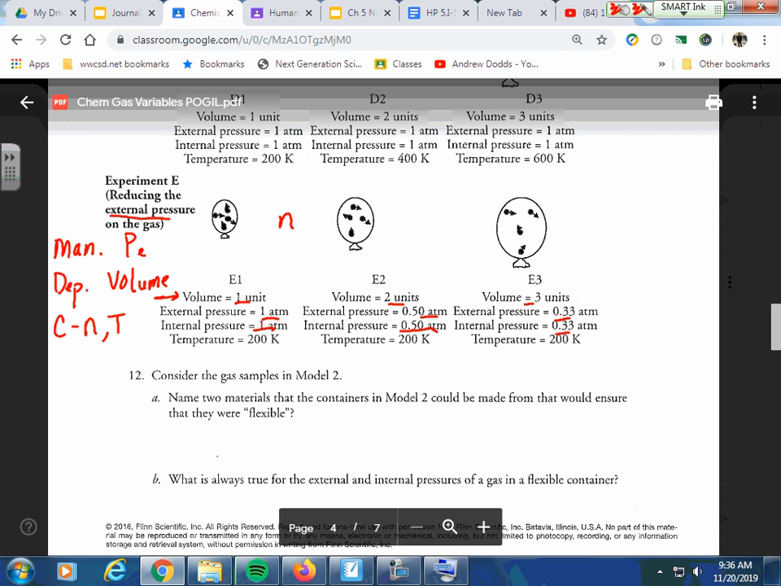Good thinking. Nice job, Josh. Little shout out on the video for you. Jade? N is a quantity, which means the amount of gas. Okay, that's just the way you see it in formulas and stuff. All right. Good.